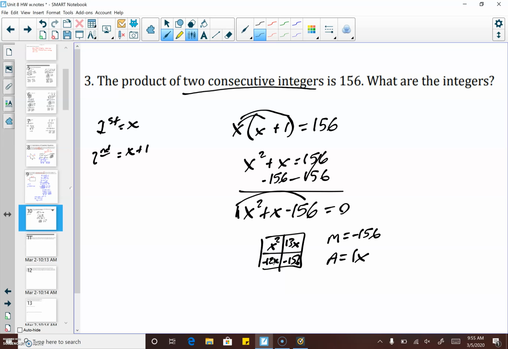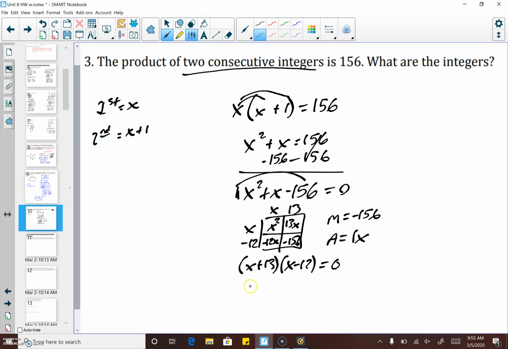So we'll GCF both of them. We get x, 13, and negative 12. So therefore we get x plus 13, x minus 12 equals 0. We'll take both of those parentheses and set them equal to 0. We end up with x giving us a negative 13, and x gives us a positive 12.